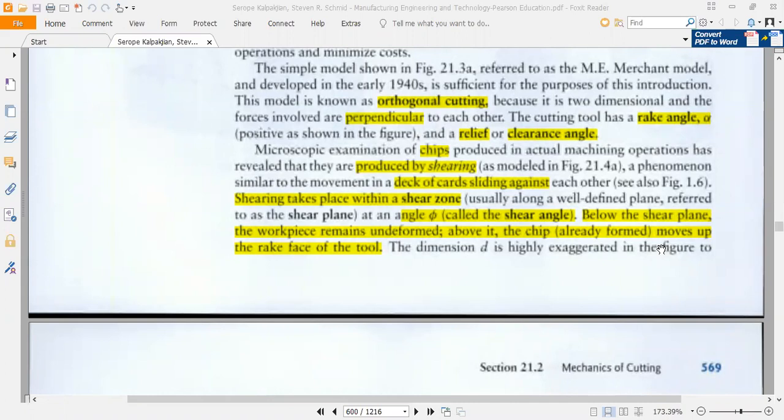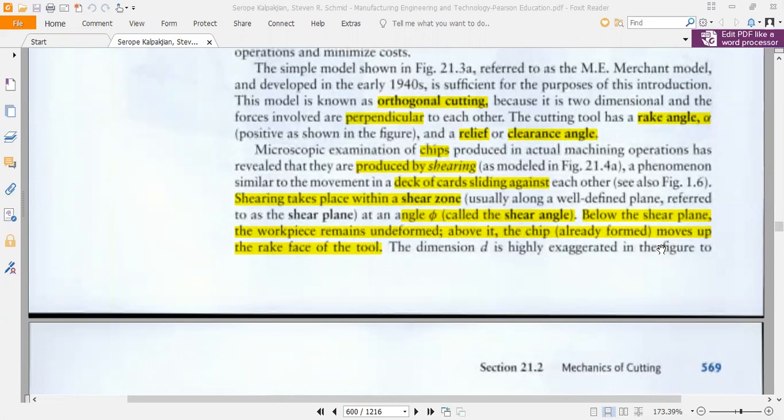It is from chapter number 21, the machining chapter. Merchant, in the 1940s, proposed an equation that is known as the Merchant model. That was an orthogonal cutting model. Orthogonal means that the two factors involved in this cutting model are at 90 degrees to each other. They are perpendicular to each other. Only two dimensions are involved in the model, and both are at 90 degrees to each other.